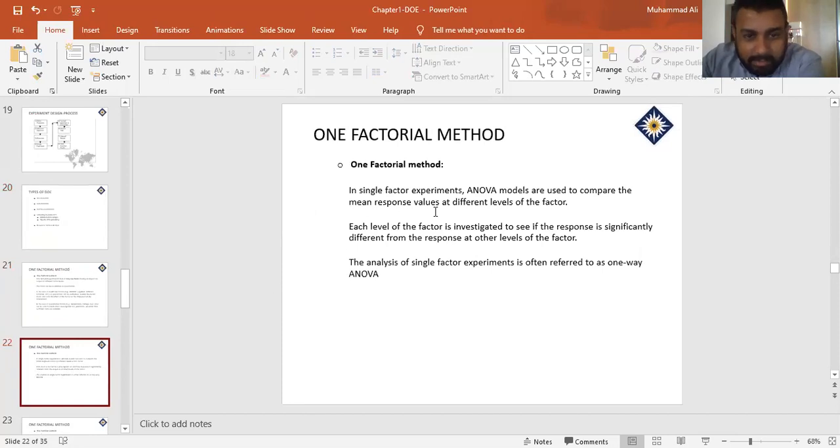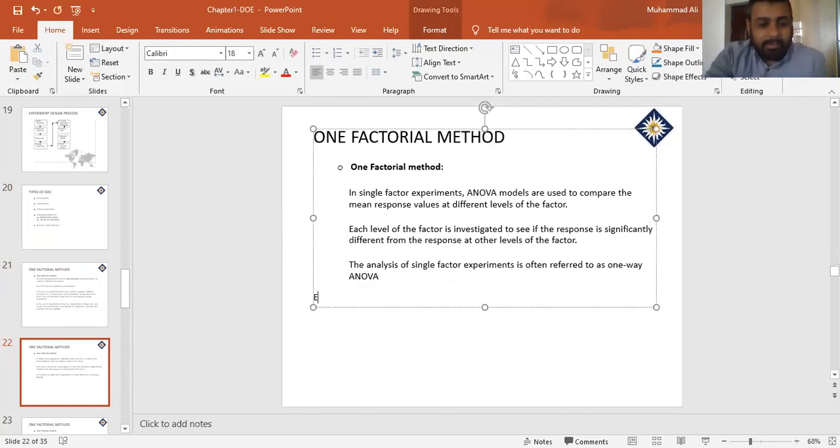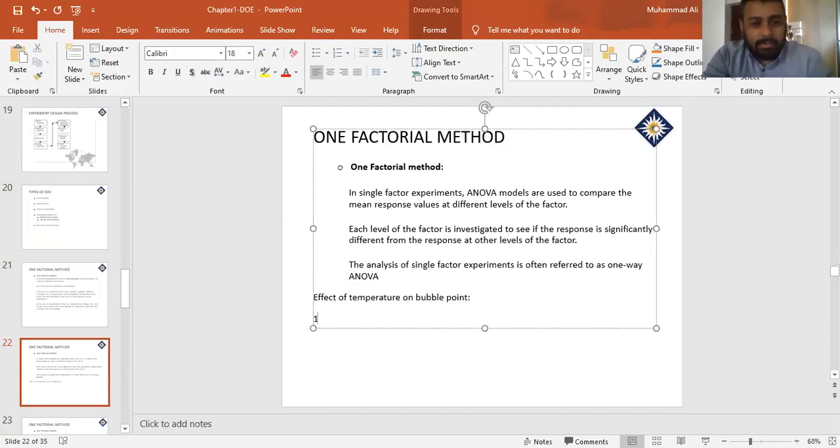But then we call this 1 factor method sometimes ANOVA, analysis of variance. So sometimes we want to check the effect of temperature on, let's say, bubble point. You keep the temperature, let's say, at 50 degrees. You keep the temperature at 75 degrees. You keep it at 100 degrees, and you check it at 125 degrees centigrade.